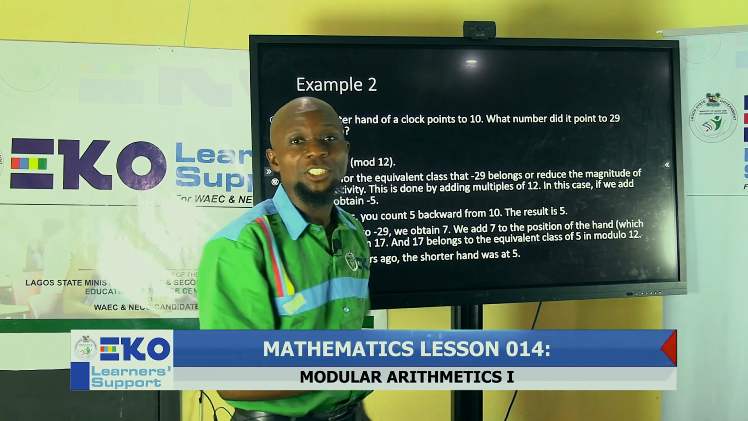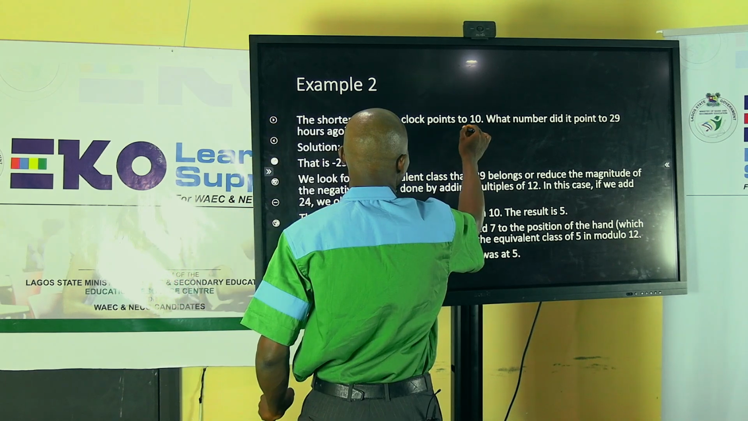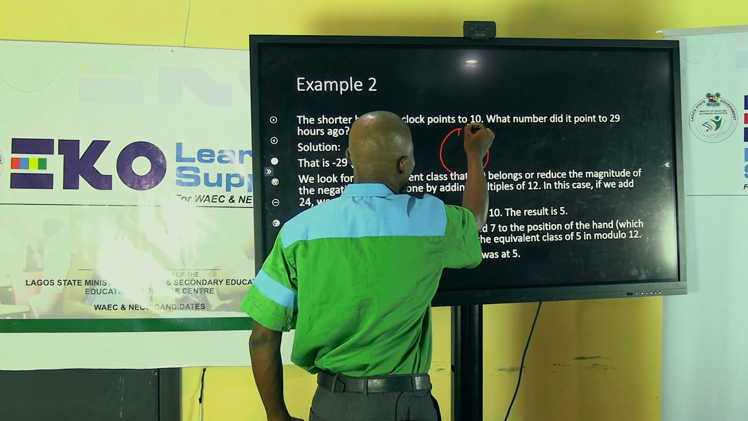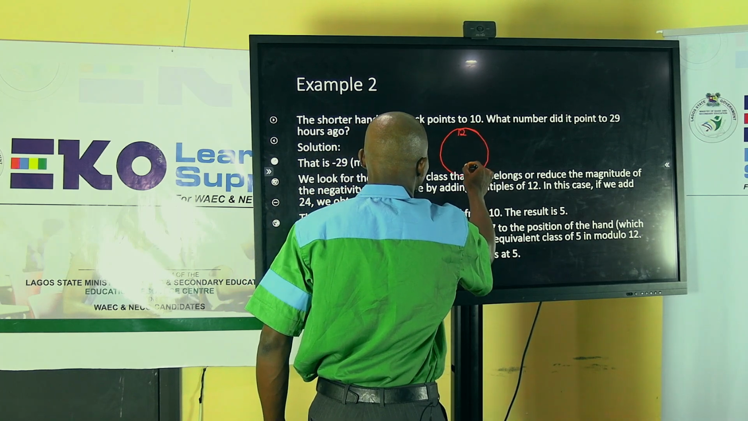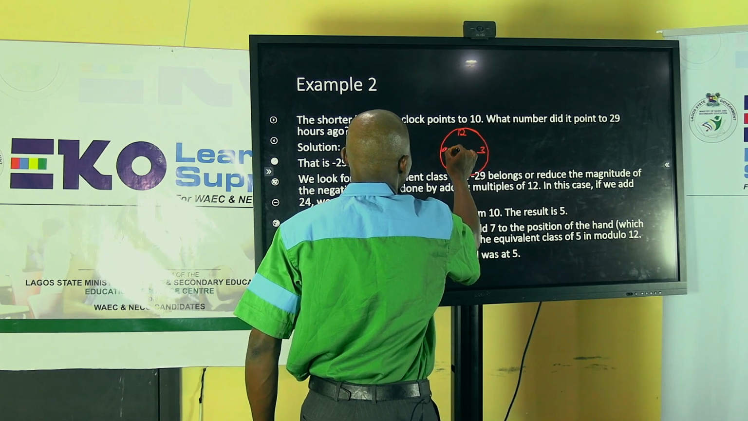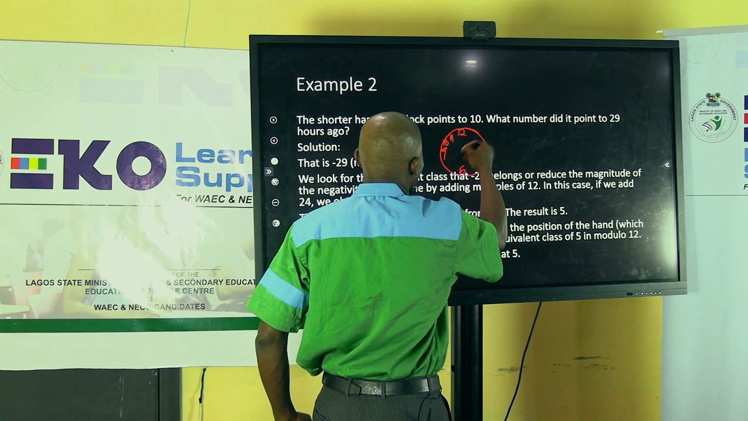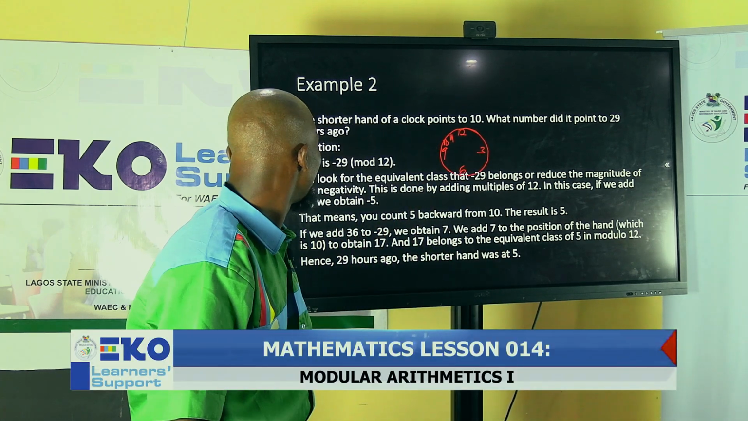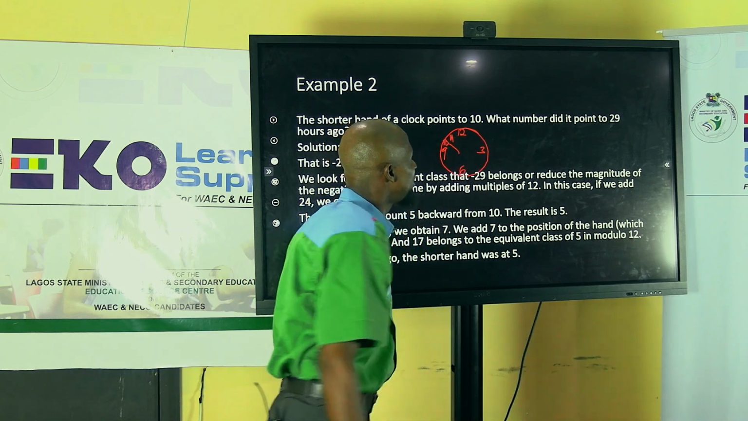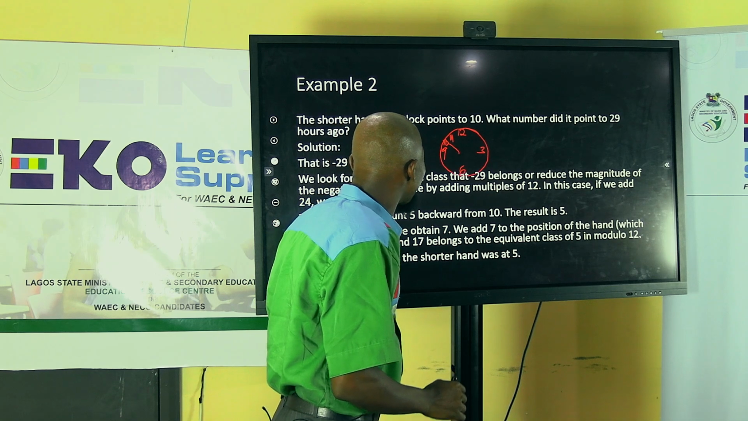So if it is at point 10, let me draw that. So this is 12, our clock. This is 12, and this is 6, this is 3, and this is 9. Okay, so 10 should be somewhere here, 10, 11, and so on. That's just what we need. So in this case, it points to 10. They said 29 hours ago, so it means we are going to reverse it.